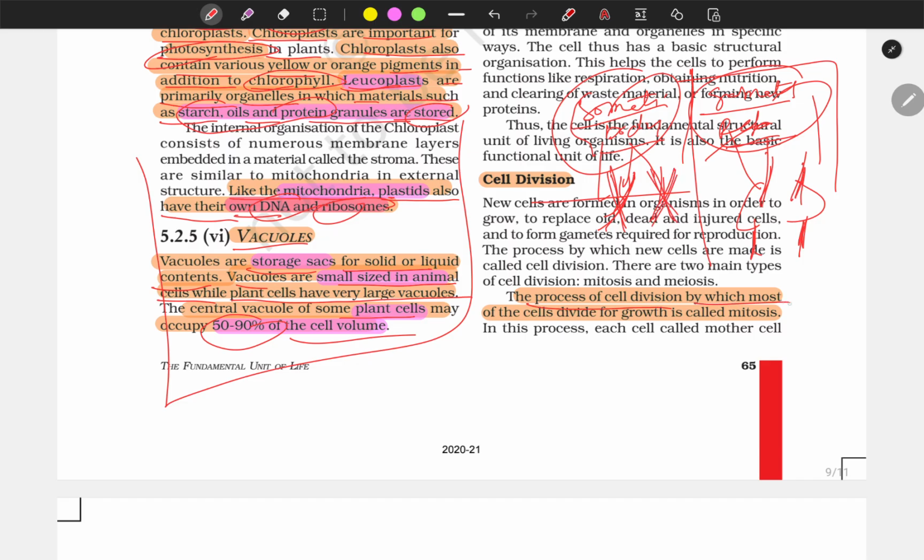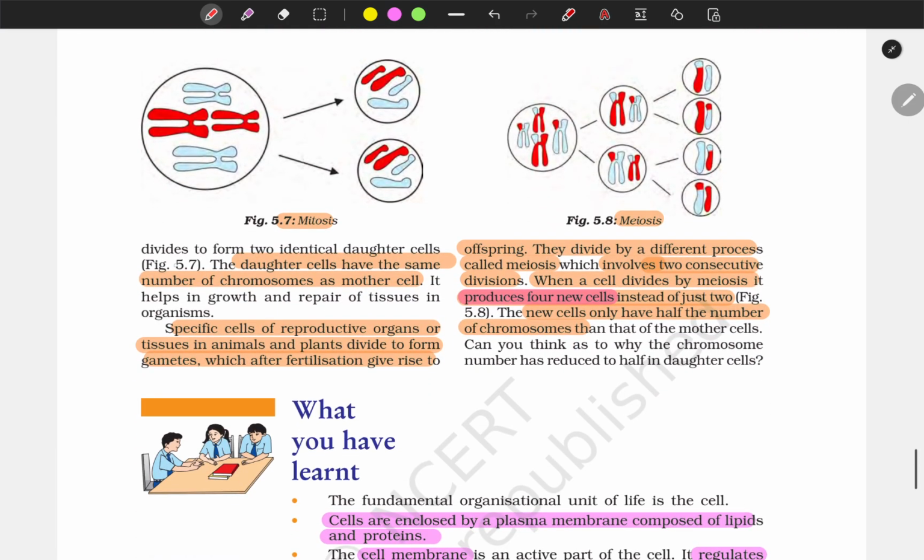The process of cell division in which most of the cells divide and grow is called mitosis. So this way of division is called mitosis. It happens only in body cells, somatic cells. In this process, each cell, called the mother cell, divides into two identical daughter cells.